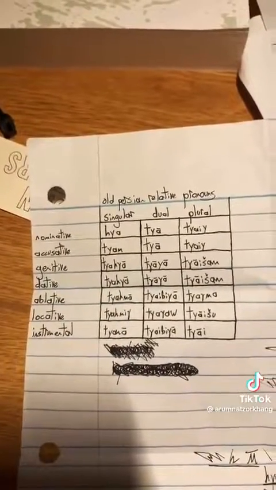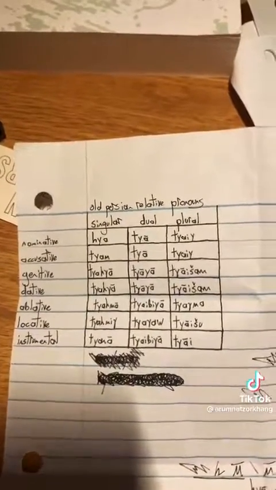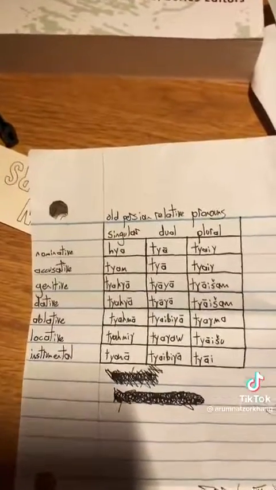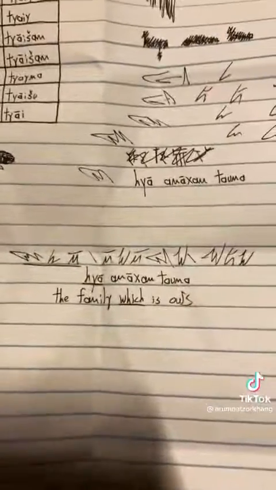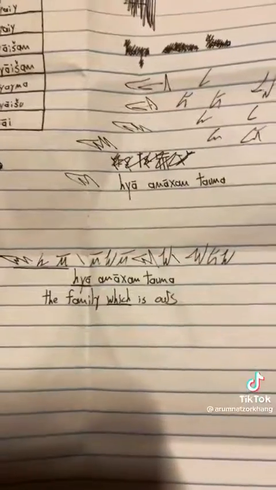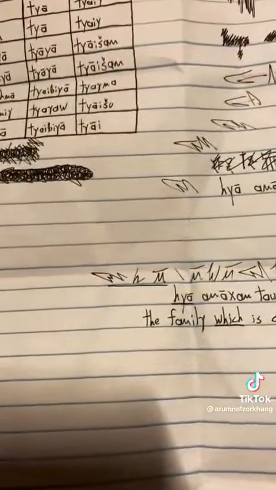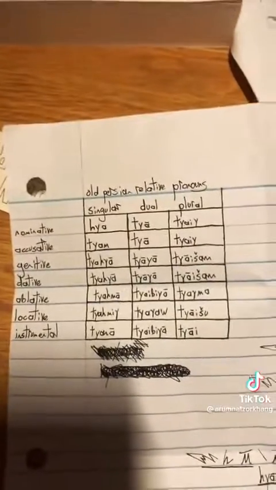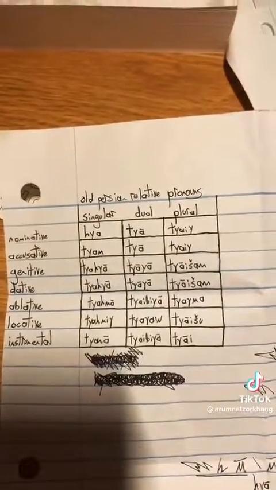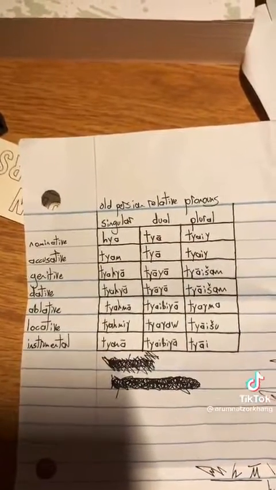Relative pronouns are used in such sentences as "the man who killed me" and "the place where it was done", and in Old Persian as hya amakam dalma, "the family which is ours". In this case, the word hya is the relative pronoun. Unfortunately, out of the 21 possible pronouns that Old Persian may have had, only 5 are written down. So how is it possible to figure out the rest?